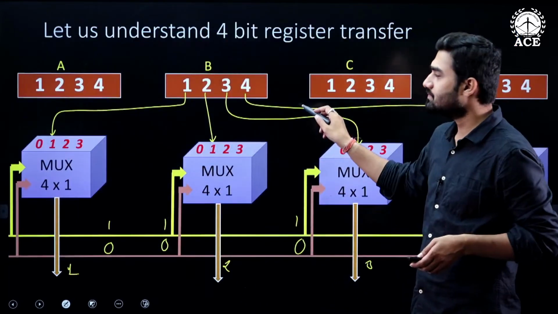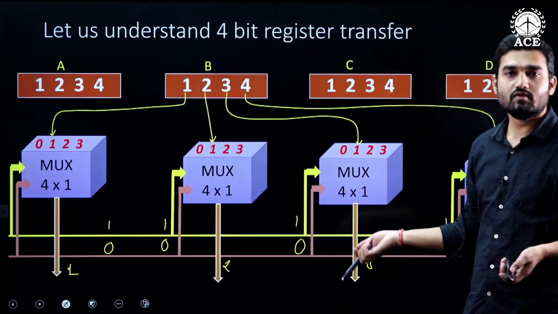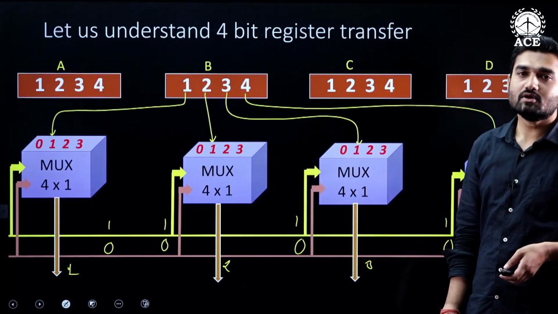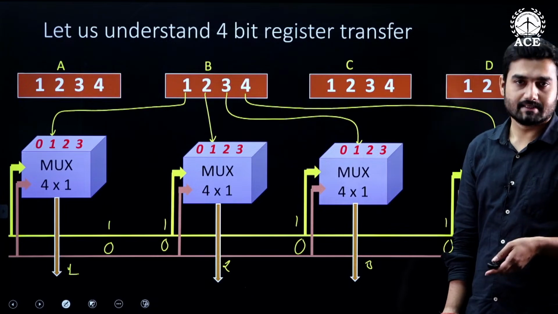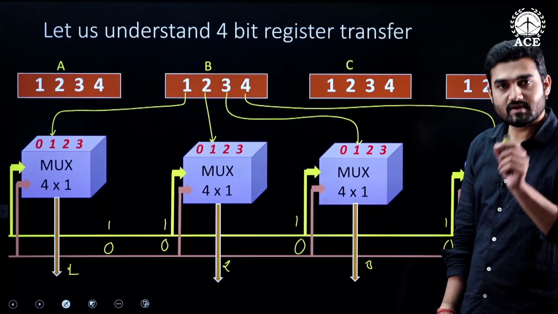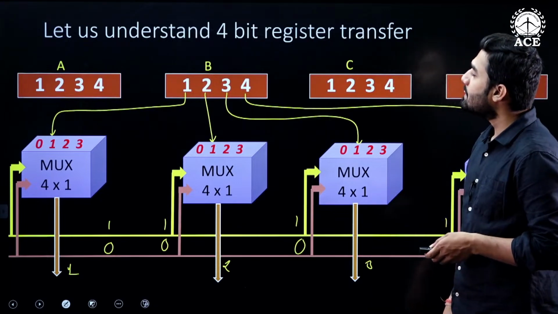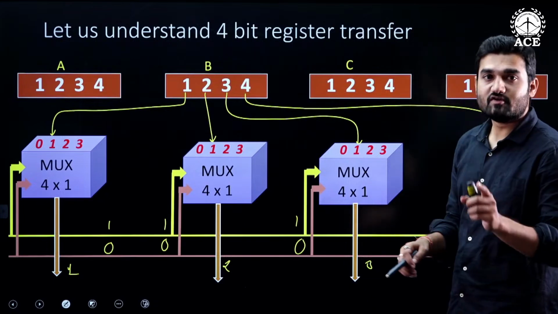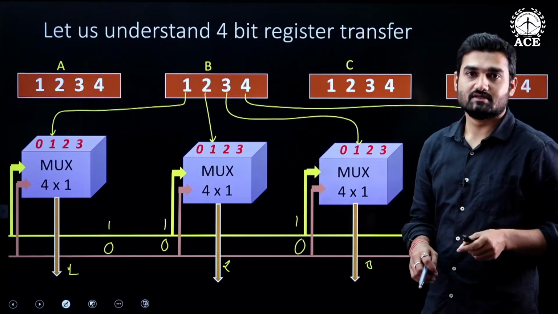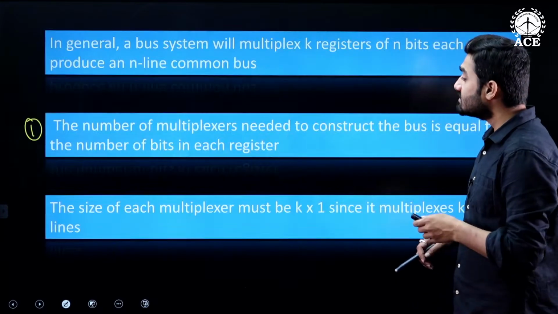Can you see this diagram? The register has how many bits? 4. Number of mux required is 4. Register having 2 bits, number of mux required is 2. Like that. I think now you are comfortable. So the number of mux depends on the number of bits in a register. Okay, fine. The second point is coming.